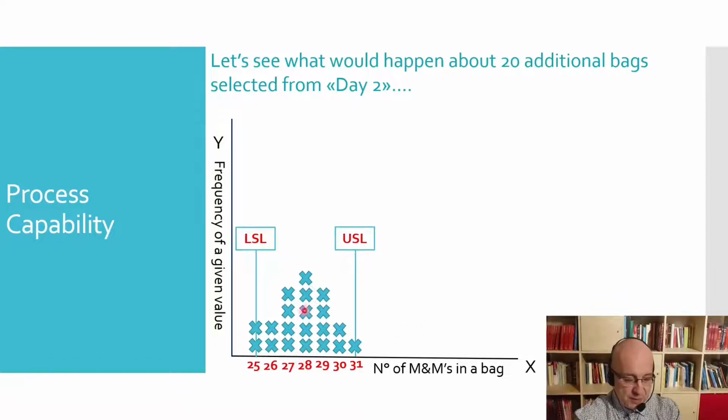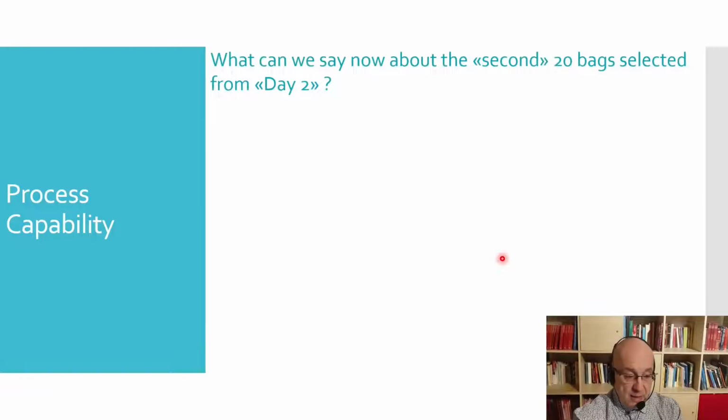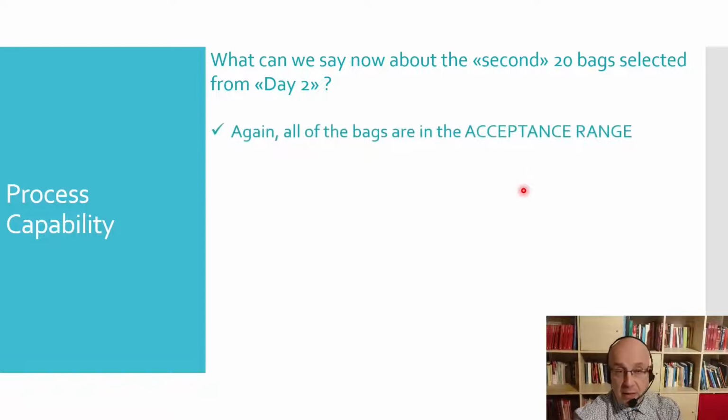We see that in correspondence of the central value 28, we have no longer 6 crosses, but only 5. We have 1 cross in correspondence of the upper specification limit that there wasn't in the previous histogram, and we have 2 instead of 1 values in correspondence of the lower specification limit. What can we say now about the second 20 bags selected from day 2? Again, all of the bags are in the acceptable range, and that's fine. All of the bags are saleable to the market, and that's fine.